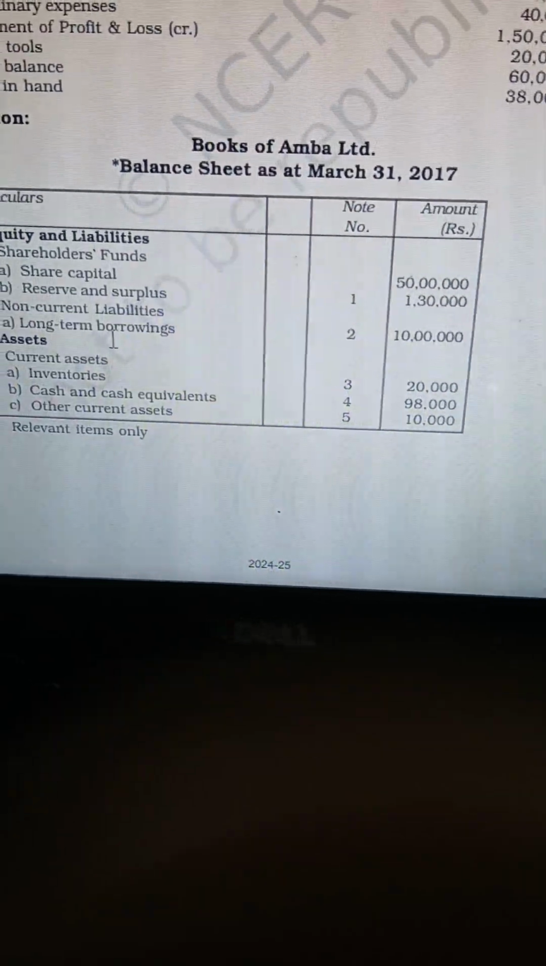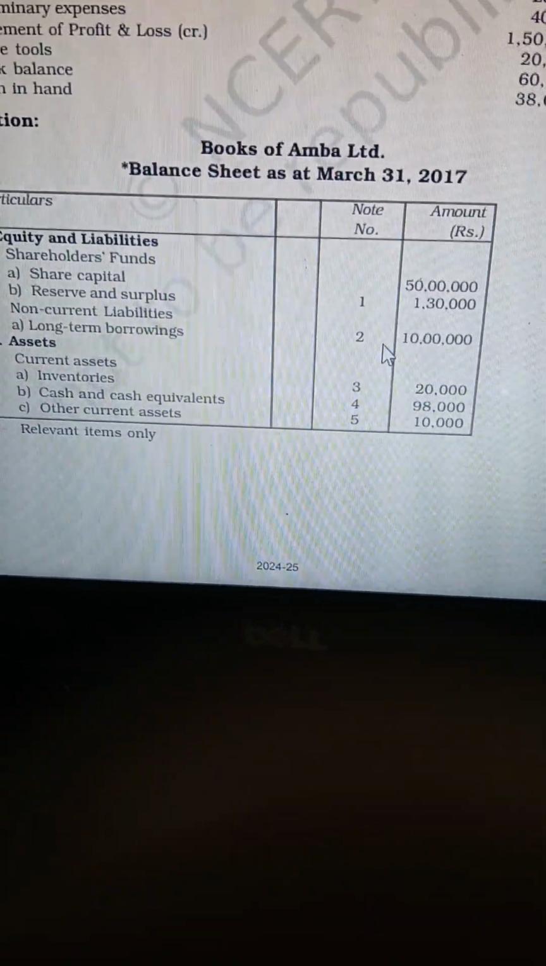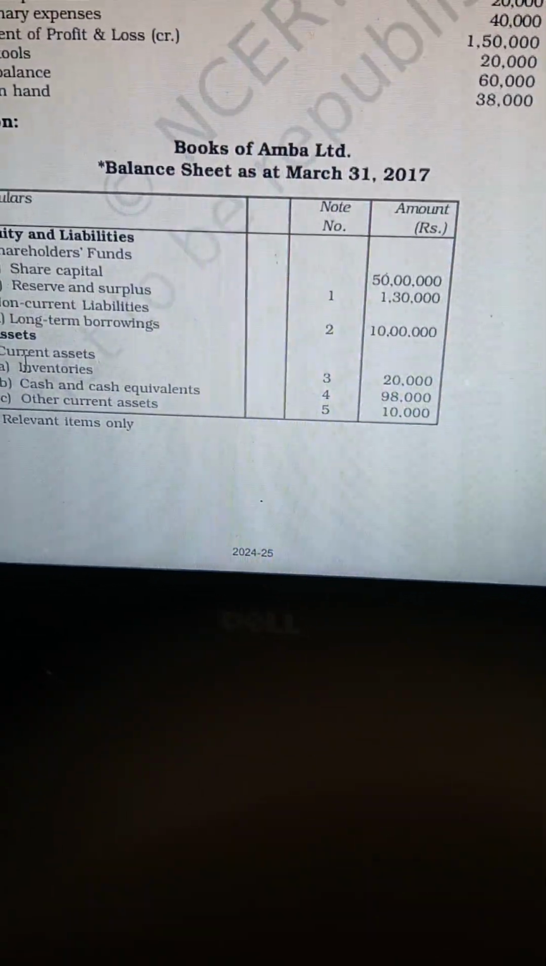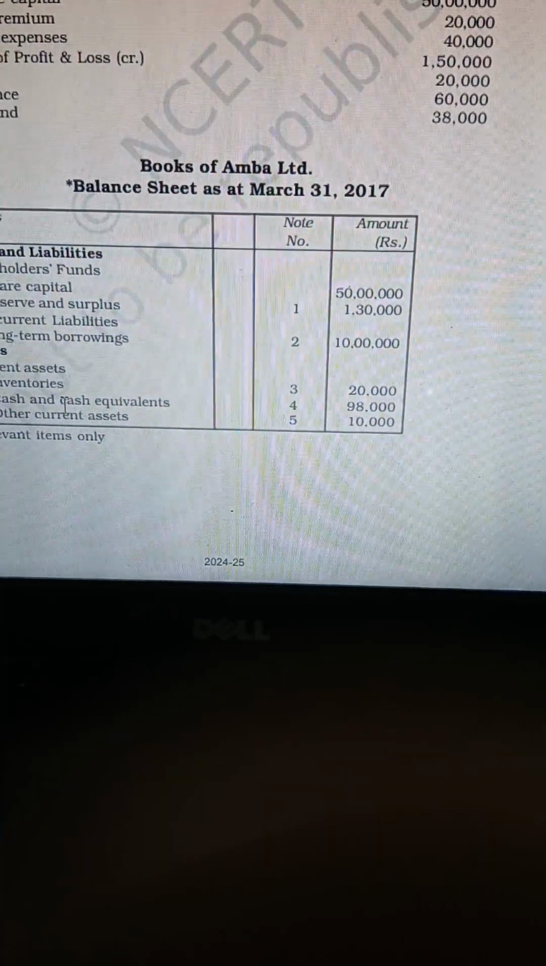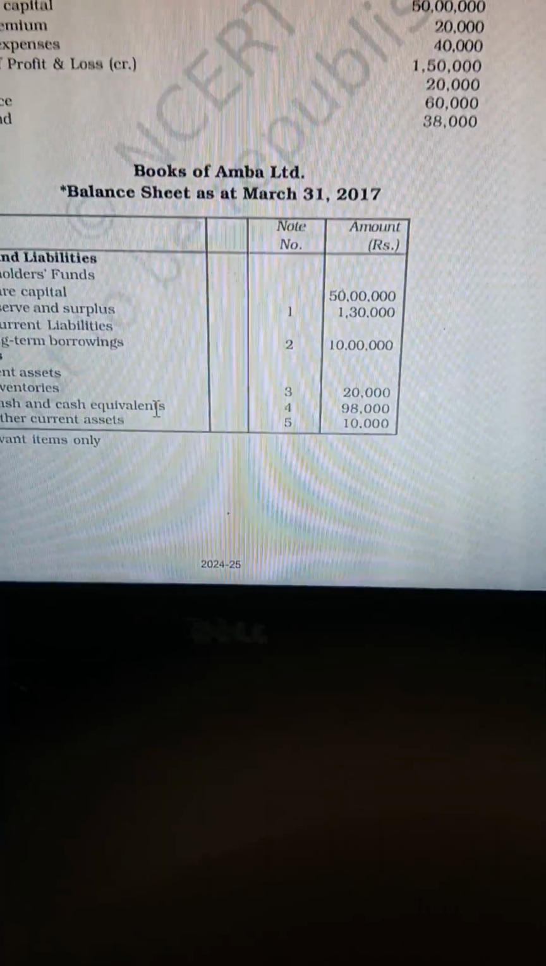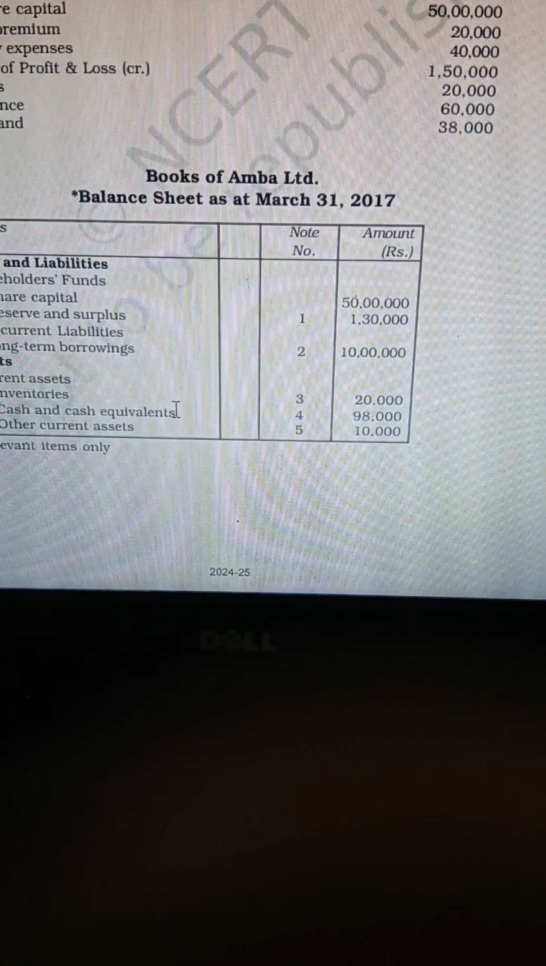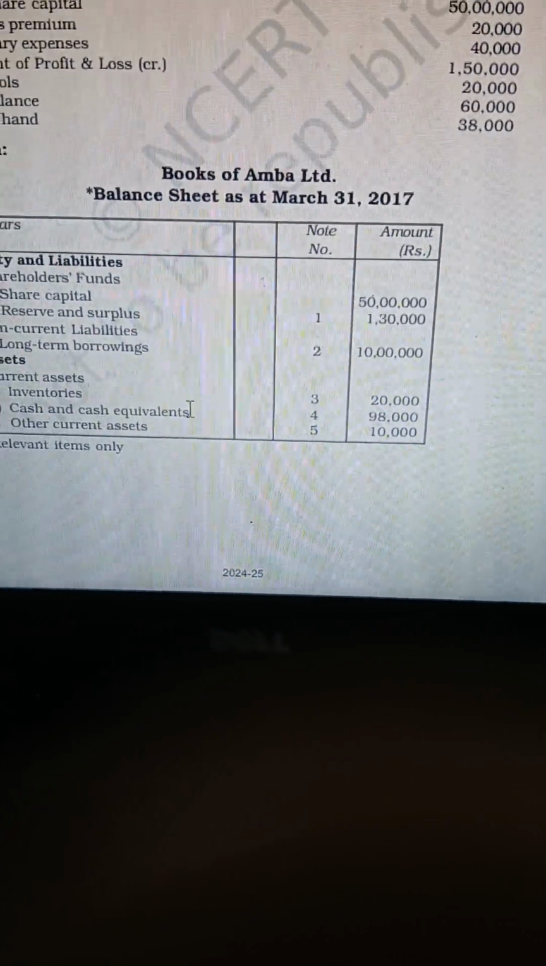Then non-current liabilities under long-term borrowings, there is debentures. There is 10 lakh. Under assets, current assets, inventories, there is loose tools 20,000. Then cash and cash equivalents 98,000. Then other current assets 10,000.